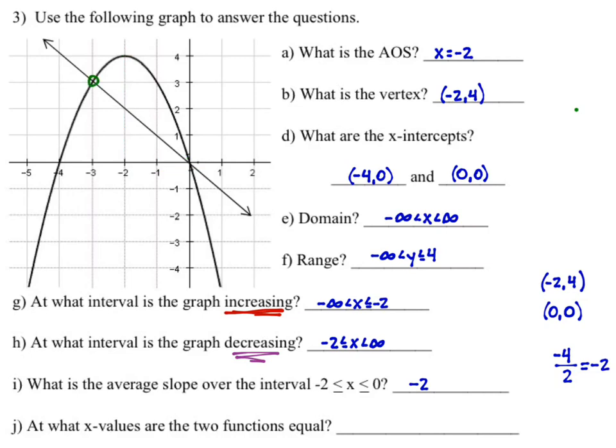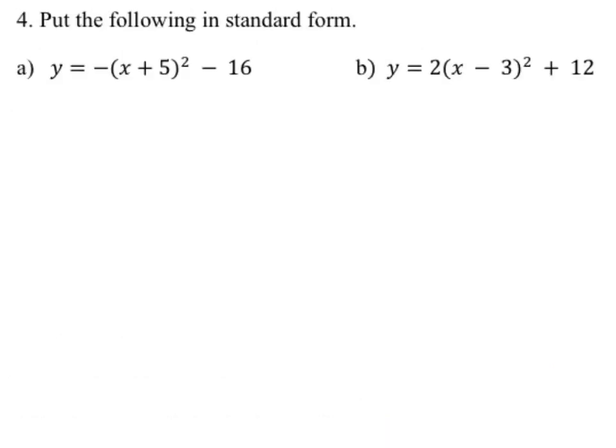And then for J, it says at what x values are the two functions equal? Just like the previous problem, except it gave us the graph here, we can see that the parabola and the line are equal to each other at these 2 points of intersection. Well, what is the x value? The x value is -3, and the other x value is 0. So that wraps up number 3. Let's go ahead and go on to number 4.